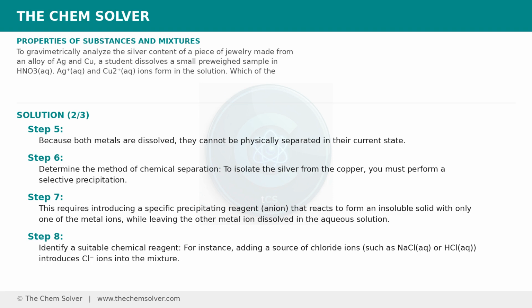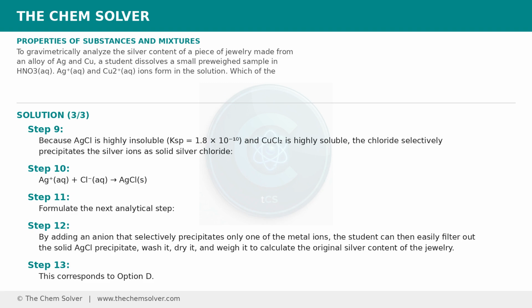Identify a suitable chemical reagent. For instance, adding a source of chloride ions, such as NaCl or HCl, introduces Cl- ions into the mixture. AgCl is highly insoluble, with Ksp equal to 1.8 times 10 to the power minus 10, and CuCl2 is highly soluble. The chloride selectively precipitates the silver ions as solid silver chloride. Ag+ plus Cl- gives AgCl.